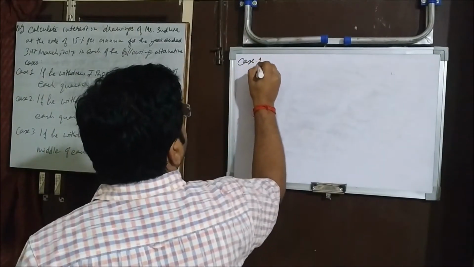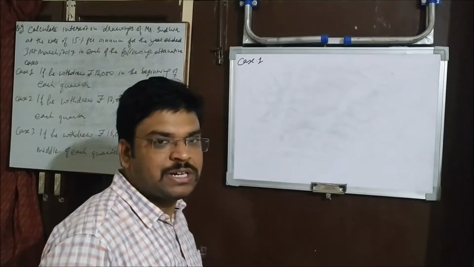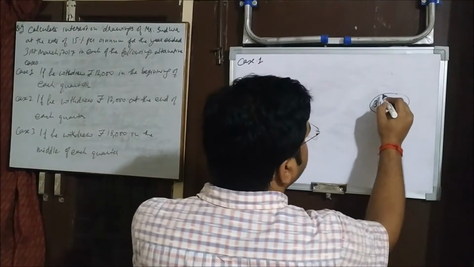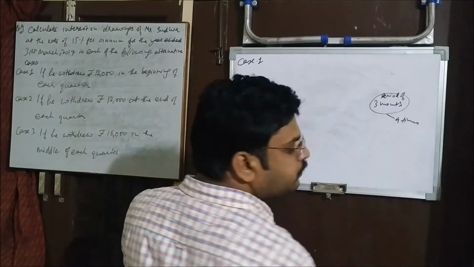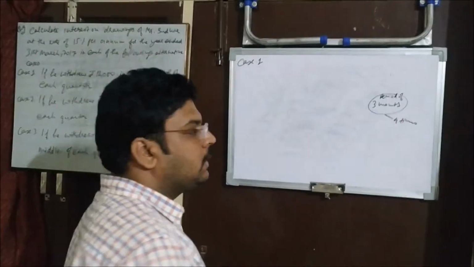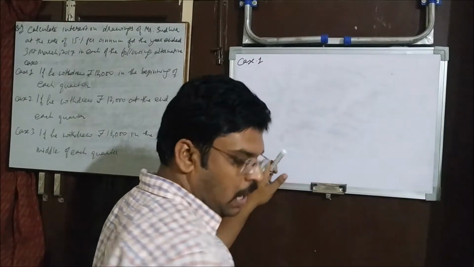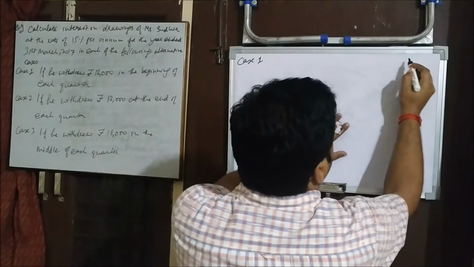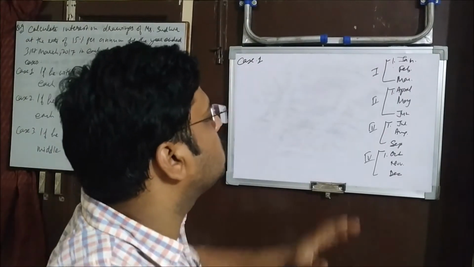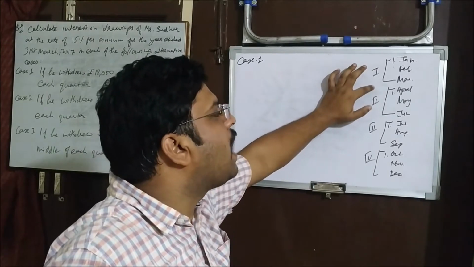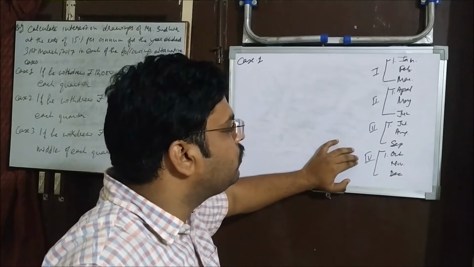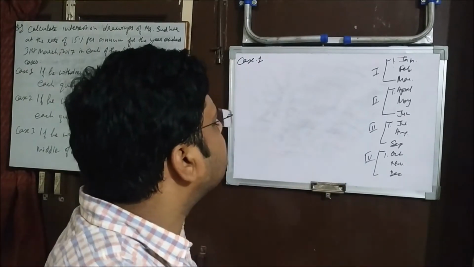Case 1. Very first we need to understand the meaning of quarter. Quarter means a period of 3 months, and this period of 3 months is there 4 times in a year. So if you want to divide the complete year into quarters, how can we divide it? I just write down the months over here. There will be 4 quarters. The first quarter will be January to March, the second will be April to June, the third will be July to September, and the fourth will be October to December.